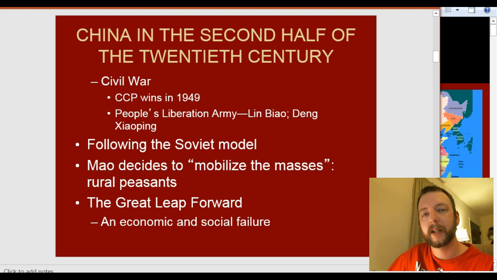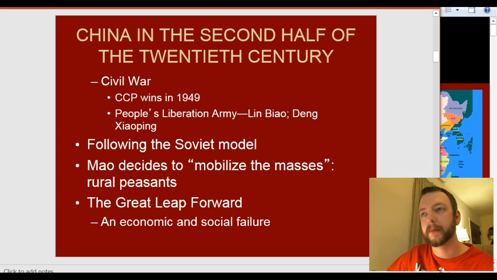Mao, for his part, decides to mobilize the masses, in air quotes. And what he means here is mobilizing rural peasants. The vast majority of Chinese people were rural peasants, meaning they lived in rural areas working on their own little farms. And by 1959, he announces what's called the Great Leap Forward. This was a collectivization of agriculture, and he decides to build these massive, massive state-run farms that would have about 5 to 10,000 households on one single farm.